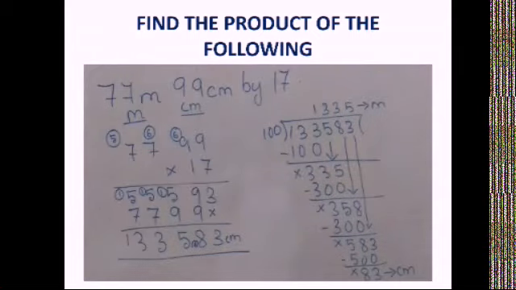Now look at this sum. Please don't get frightened seeing the division at the side. It is a very simple sum. It's just that the numbers are a bit complicated. So look here. What are the numbers that you have to multiply? 77 meter, 99 centimeter by 70. So how many types of units are there? Meter and centimeter. So first make 2 columns, one for meter, one for centimeter. Now which number is written in terms of meter? 77. So write 77 under meter and 99 under centimeter.